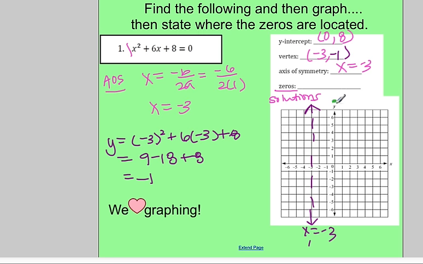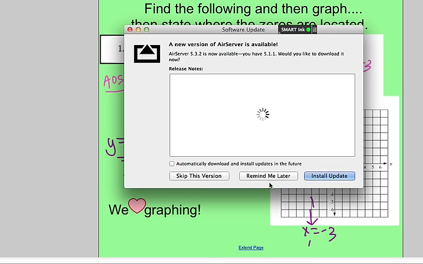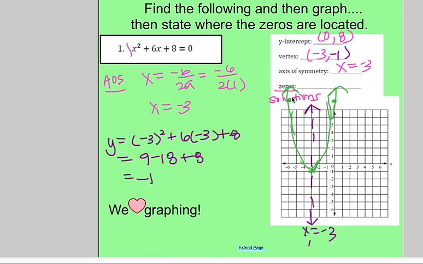Then remember, since we're symmetric, if I'm at 0, 8, I'm also going to be 1 away from our axis of symmetry on the other side: 1, 2, 3. So 1, 2, 3. So we got negative 6, 8. Then I go ahead and plot my vertex, negative 3, negative 1. And now I would go ahead and connect these. Okay, here is my function graphed.